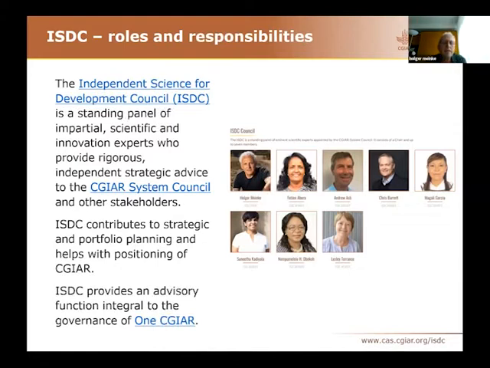The ISDC is actually the Independent Science for Development Council. And we are a standing panel of impartial scientific and innovation experts who provide rigorous independent strategic advice to the CGIAR System Council and to other stakeholders. And that's different from providing advice on a more operational level. So we actually provide the advice to largely the funders of the CG system. And we contribute to the strategic and portfolio planning and help with the positioning of the CGIAR overall. And that sort of advisory function is an integral part of the governance of the newly established One CGIAR.